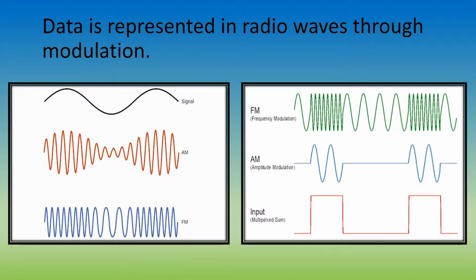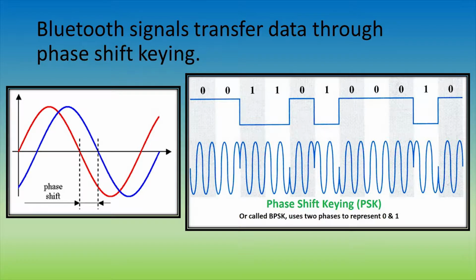As you can see on the right image, a change in amplitude for AM and a change in frequency for FM both result in an inputted signal of 1. When the signal is constant for either, the input would be 0. These 0 and 1 inputs can be thought of as on and off switches, and are the foundation of how computers and electronics work. Bluetooth signals work a little differently.